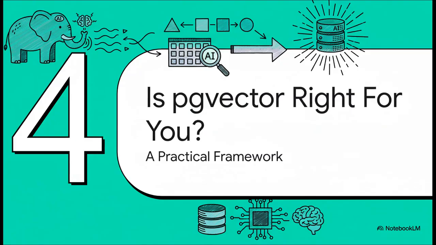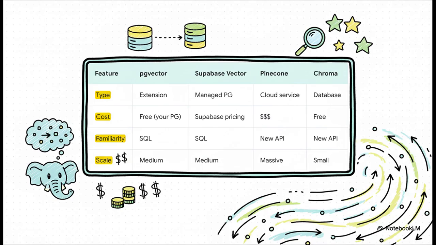So, okay, the tech is impressive, and the fact that it's just SQL is amazing. But the real question, the big one, is this the right tool for your project? Let's walk through a really practical way to figure that out. This little table here lays out the landscape perfectly. And the column you really want to focus on is familiarity. See, pgvector and managed services built on it, like Supabase, they let you stick with the SQL you already know. The second you jump over to a specialized service like Pinecone, you're learning a whole new API. Now sure, they can scale to absolutely massive levels, but that usually comes with a much bigger price tag and a lot more operational complexity.